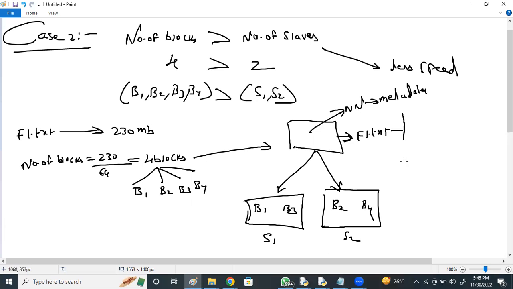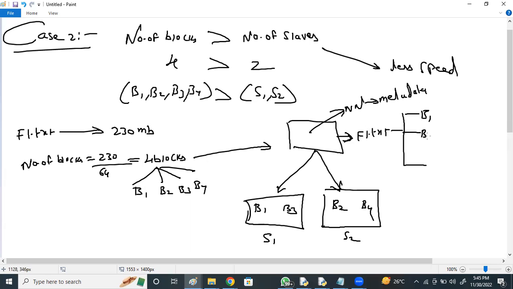So the file f1.txt. Tomorrow, if you want to retrieve the file, this master node should have the knowledge about which blocks the file is divided into, how many blocks, and in which slaves the blocks are stored. That information should be available. Then only it can combine or retrieve, right?